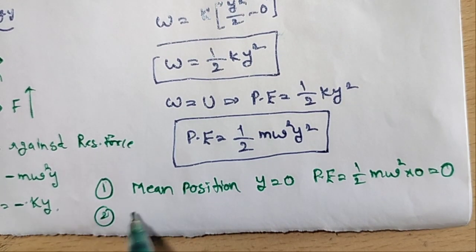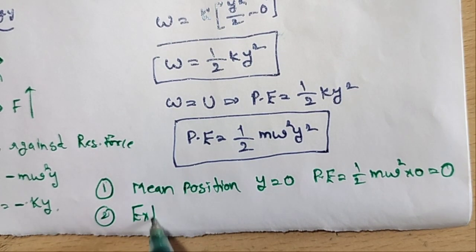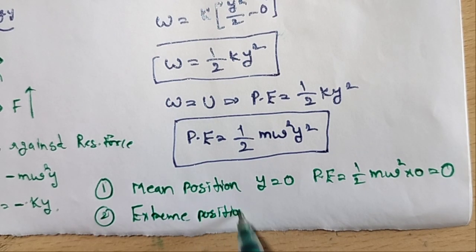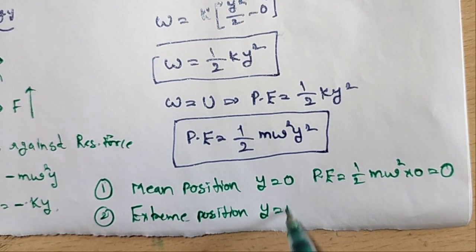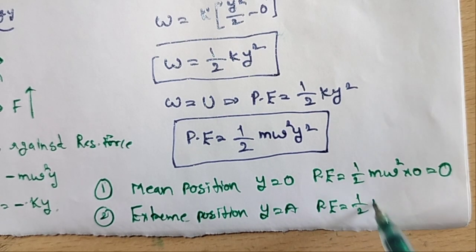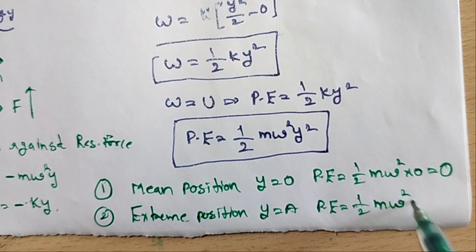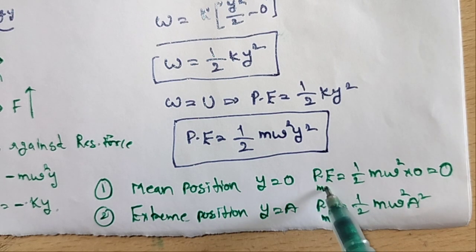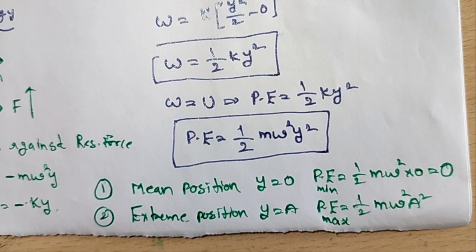And what is it at the extreme position? At the extreme position, what is the displacement? y is equal to a. So therefore their potential energy is equal to 1 by 2 m omega square a square. So at the extreme point their potential energy is maximum, at the mean point their potential energy is minimum.